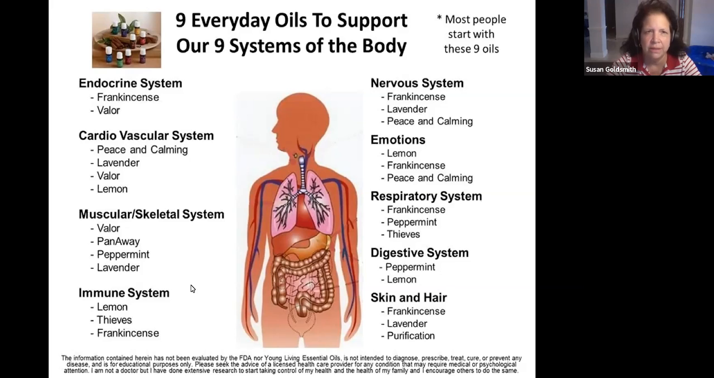Well, what's important is that the oils you're looking at right here are the oils that are in the starter kit. We're going to go over some of the important oils, such as frankincense and Valor for the endocrine system, and why. When we go over the oils, we'll tell you what oils you can diffuse that will help every system in your body. We'll go through that in some slides going forward. Peace and Calming, lavender, Valor, lemon. These are oils that are good for diffusing. Some are good for putting on your body. Some are good for ingesting as well. So we will go through that. Not all.